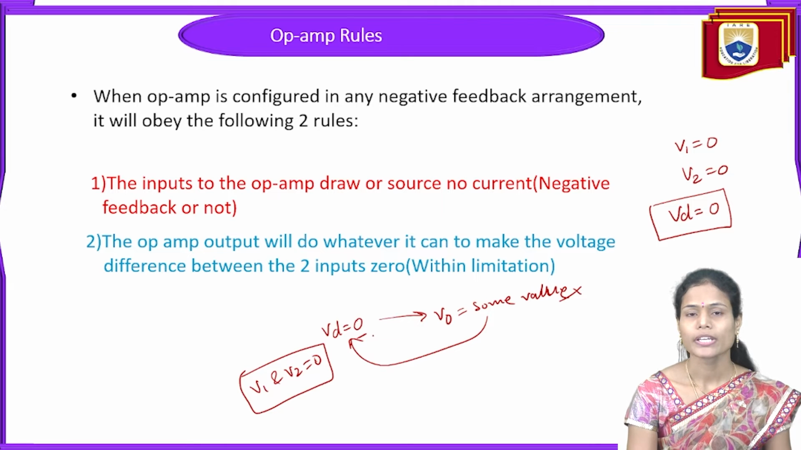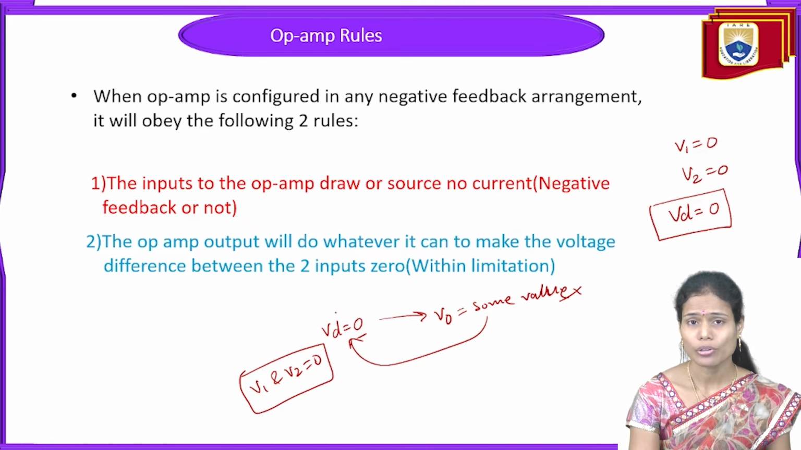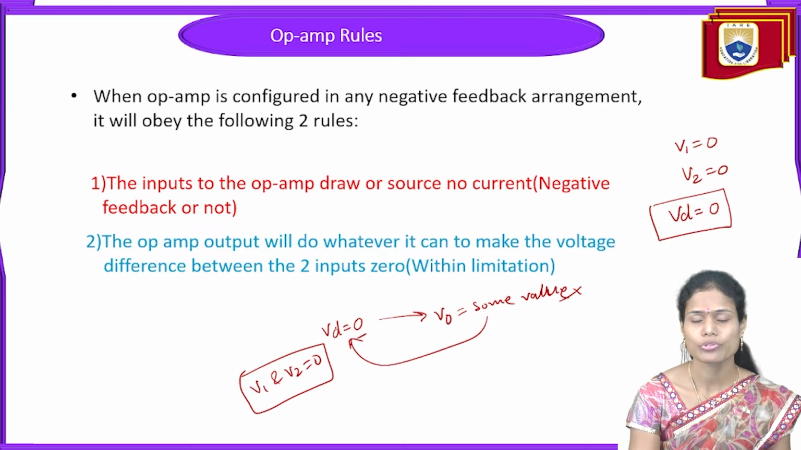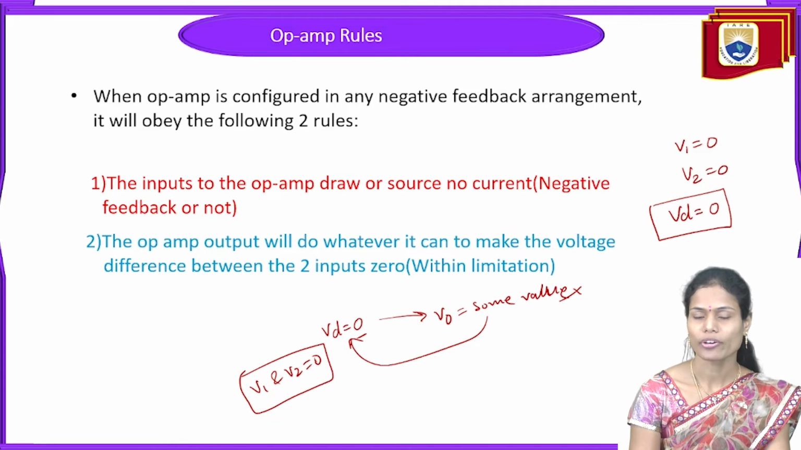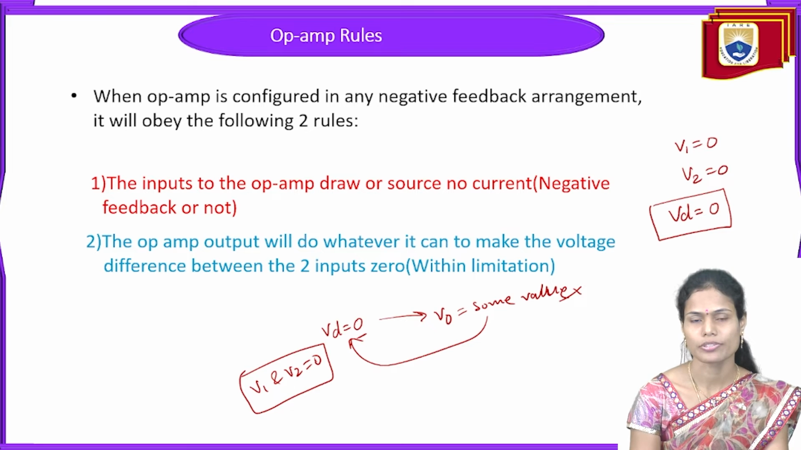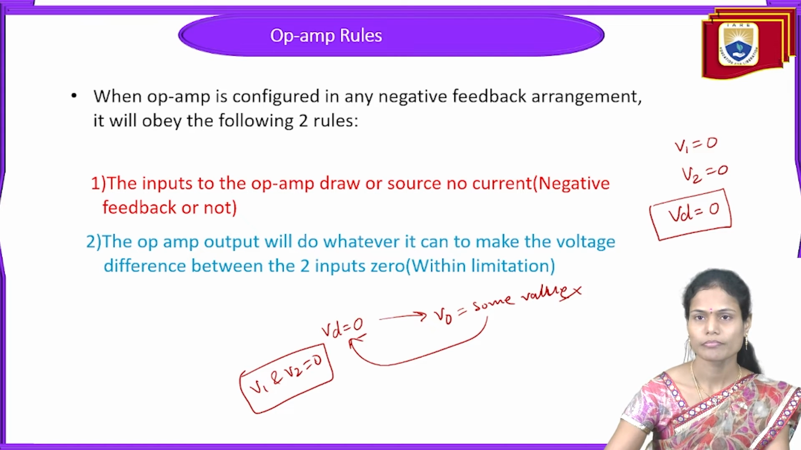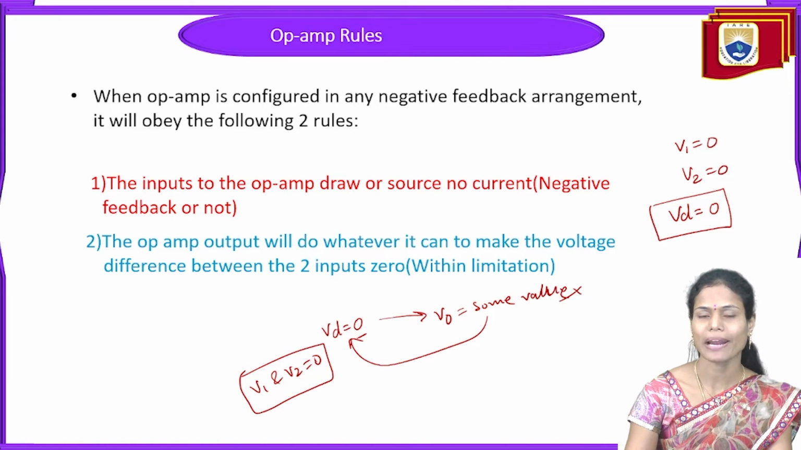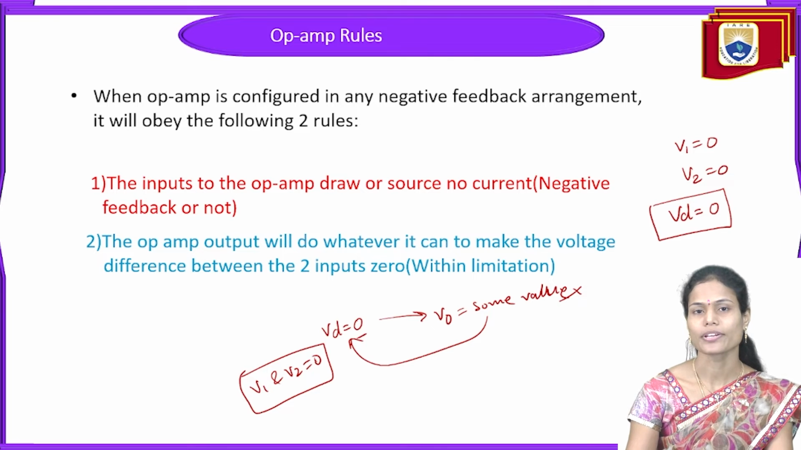So in order to make this differential voltage 0, we have to add some external voltage source to the circuit, or else make some modifications in the circuit elements. These are the two rules to design any practical application of the operational amplifier.